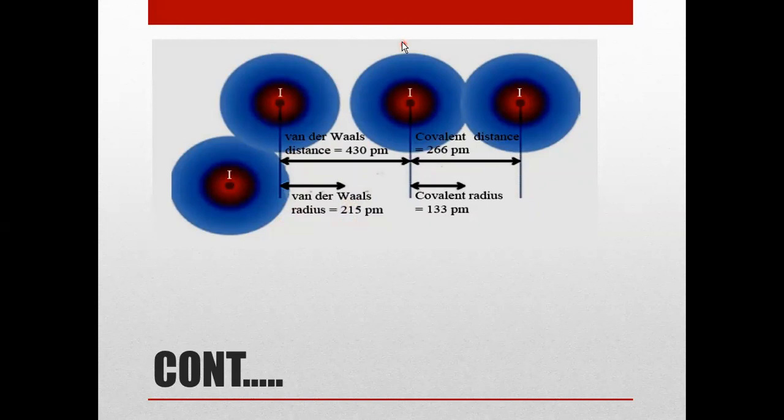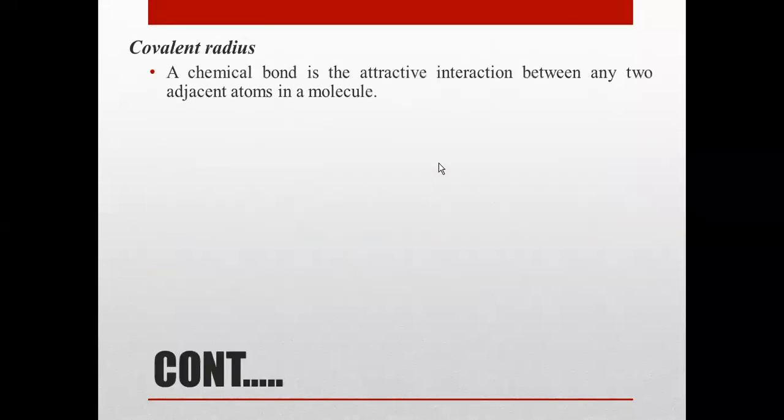Okay, we can use the pen. Yes, it's clearly shown. Right, the half of the distance, this is what we are calling the van der Waals radius. Okay, and next we will go forward.